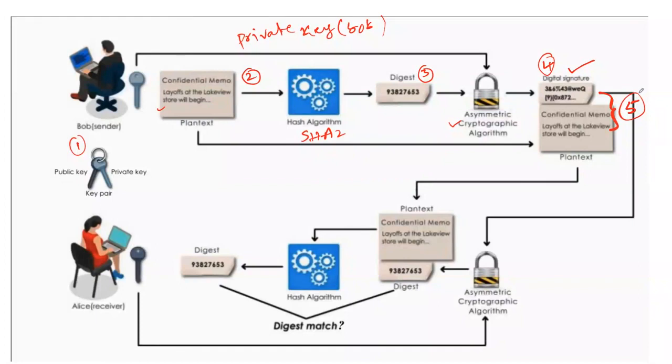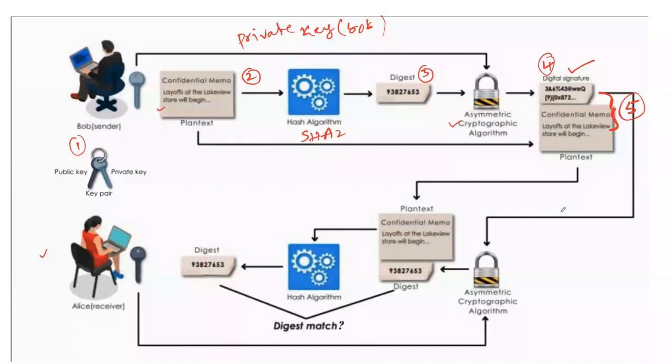In the fourth step, that digest is encrypted, so it generates a digital signature. Now that digital signature with the plain text is sent through the network to the receiver. Okay. So now at the receiver side, upon receiving this message, the receiver performs certain operations here. First, from this message, it separates the digital signature and separates the message.